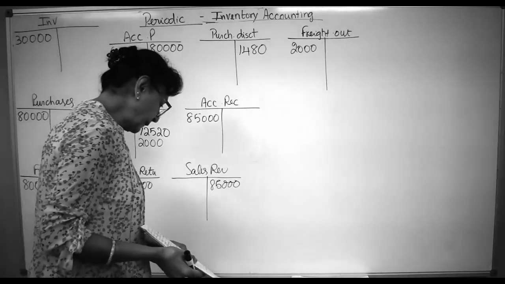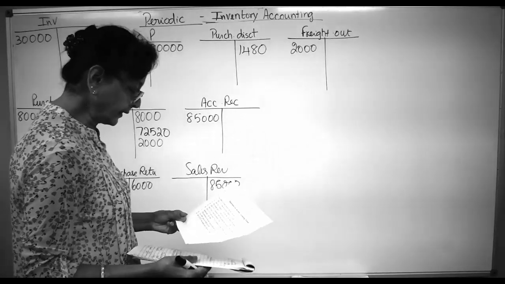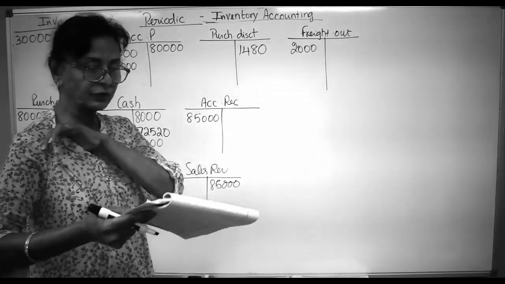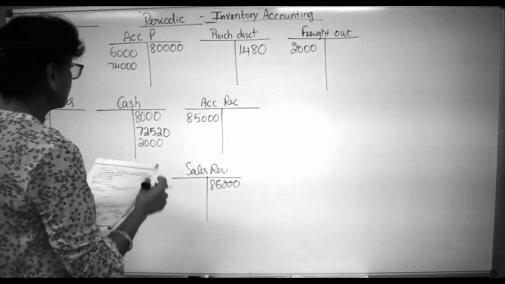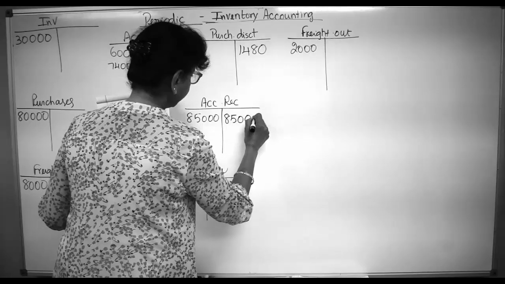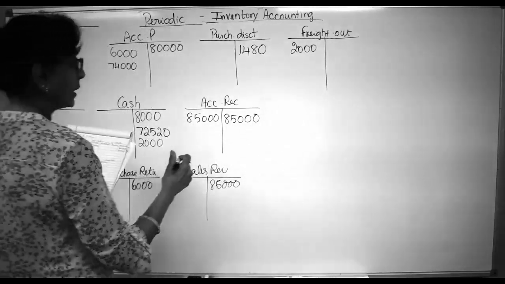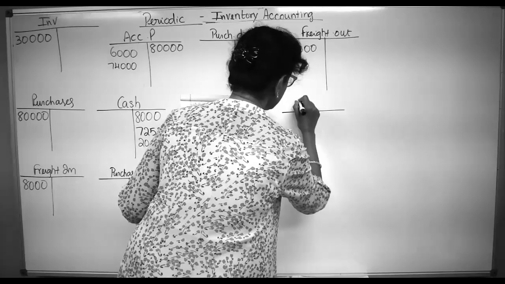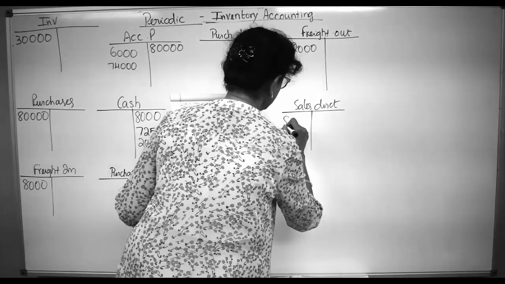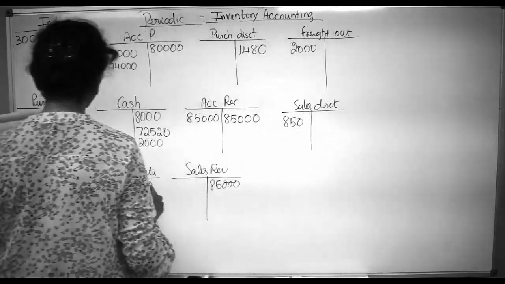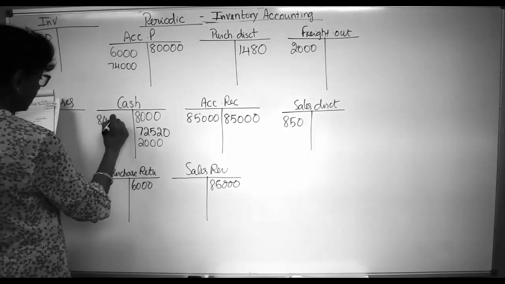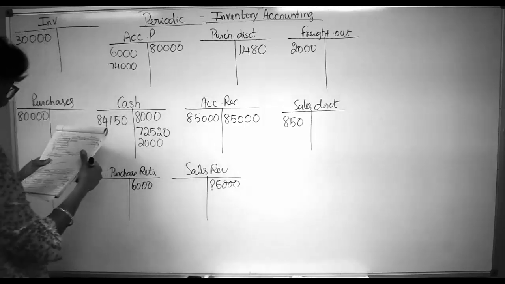And the last entry, on January 20, the customer paid. So here the customer is paying within the discount period, so he gets a discount. So now you credit accounts receivable for $85,000 and then you debit sales discount for $850 and debit cash for $84,150.